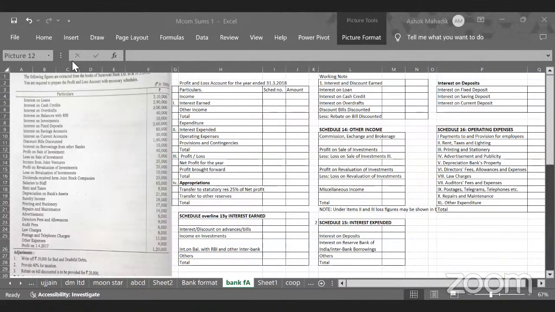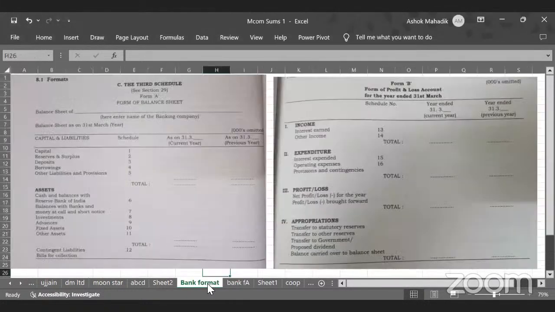Okay, students, let me tell you. We just read that in this sum we have to make only the P&L account. In the P&L account we have 4 schedules: 13, 14, 15, and 16. There is one more schedule for which number is not given. I'll show you the format again. Go to the format. You can see at the right hand side, the P&L account format is there. Schedule number 13 is for all kinds of interest incomes. For other incomes, we have schedule number 14. So we add this, we get total income.